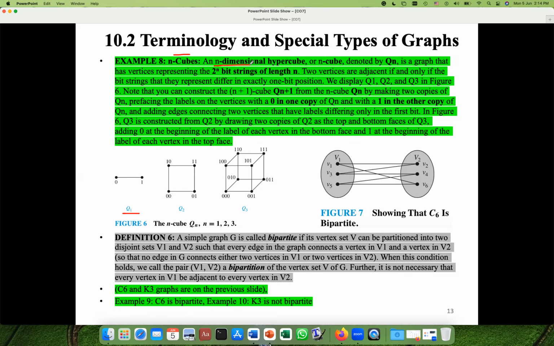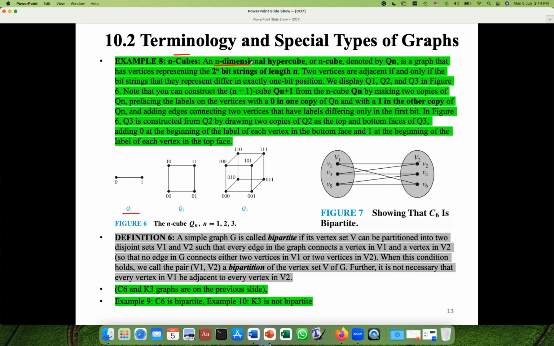Maybe a question has already arrived in your mind: why not 1 vertex? The reason is that this concept goes with bit strings, and this is 2 raised power n. When n is equal to 1 bit, then 2 raised power n means that you have 0 and 1. Two vertices.